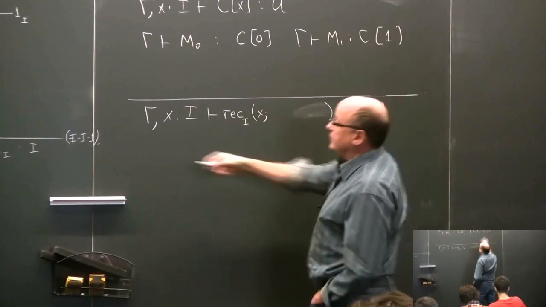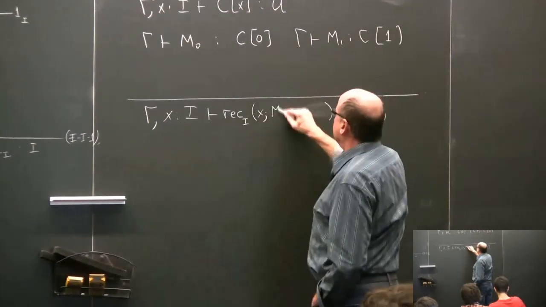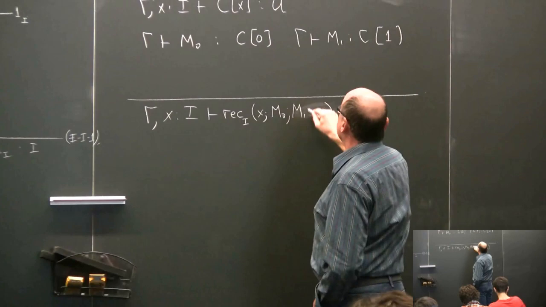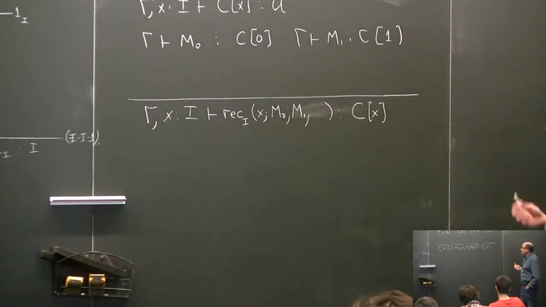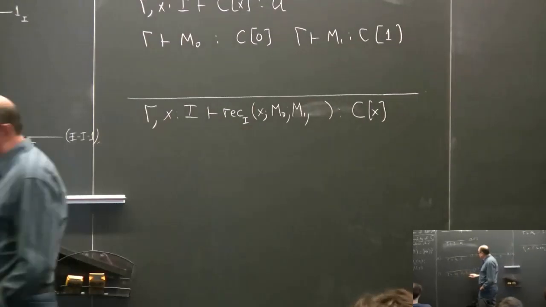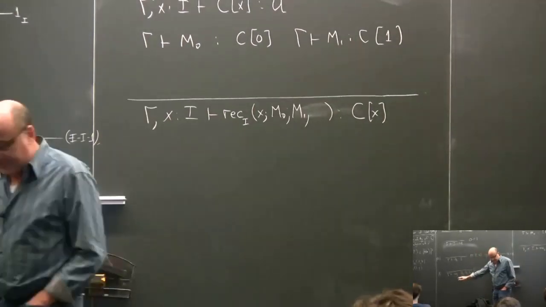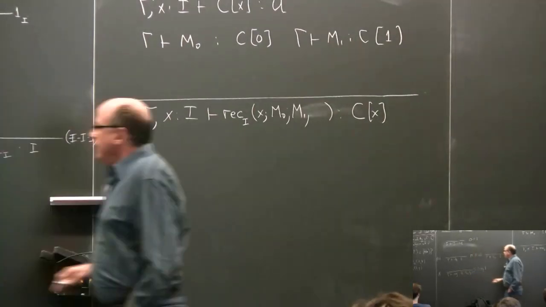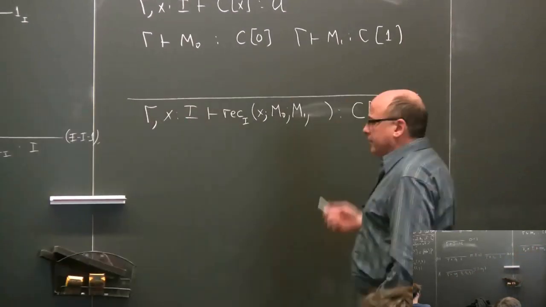Clearly, because 0 and 1 are in there, the arguments to this will include m0 and m1. And then the other thing is, how do you account for this behavior? We have to say something about the existence of the segment.